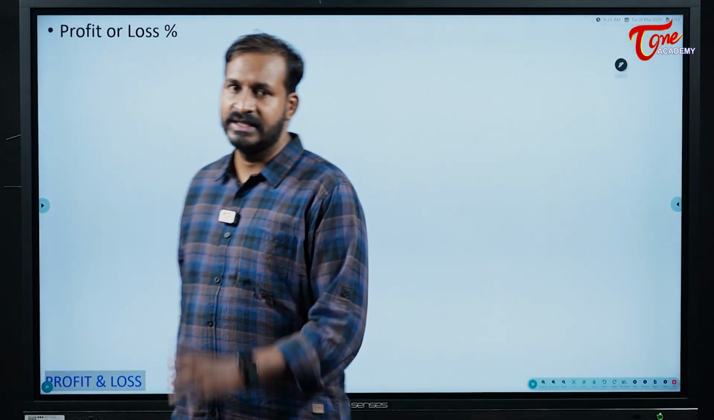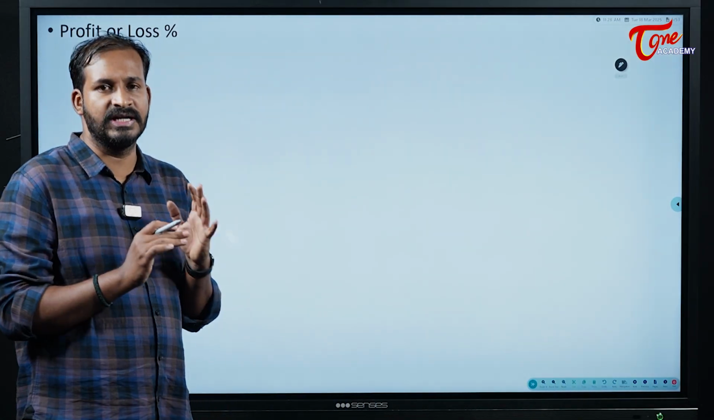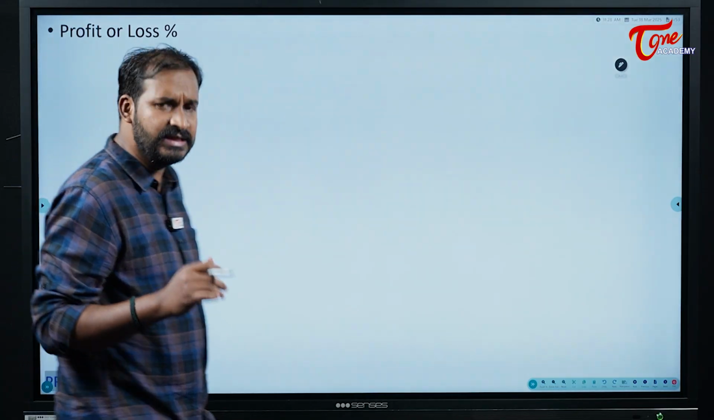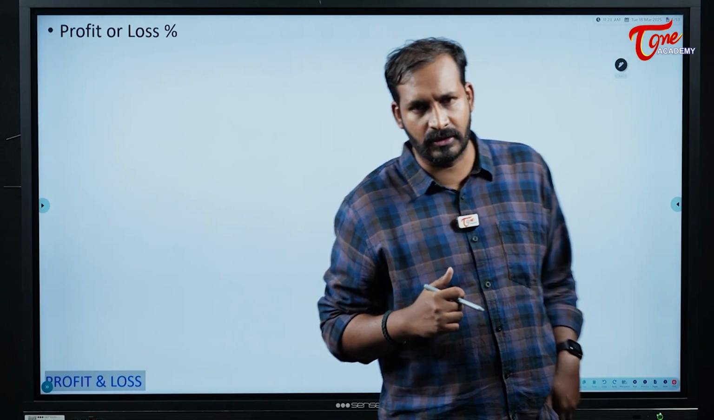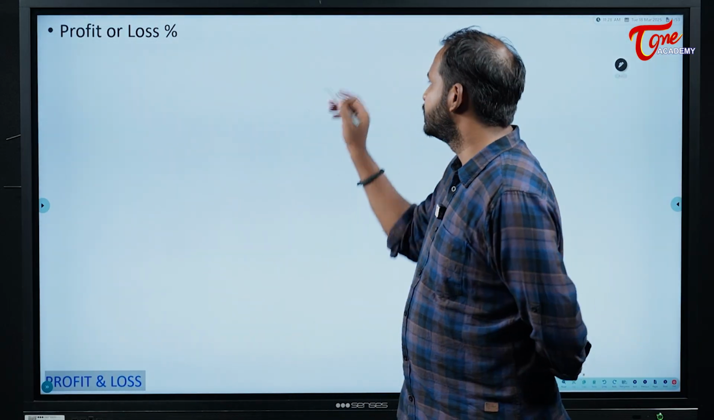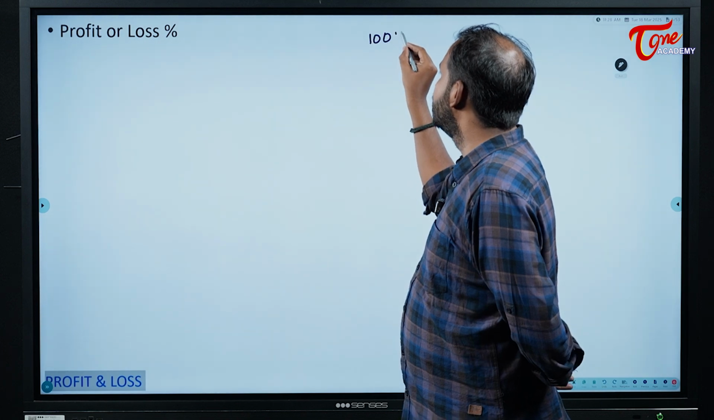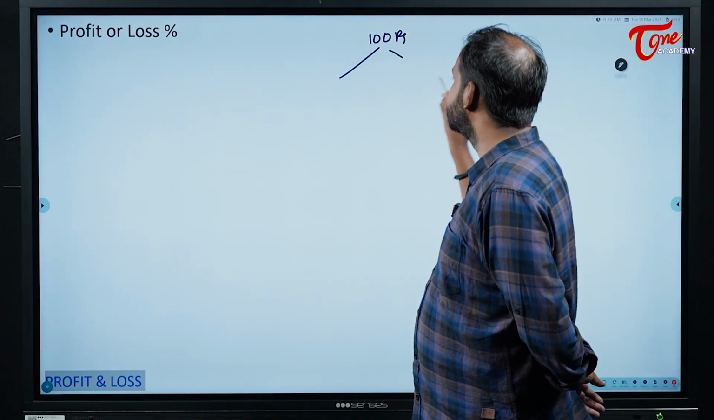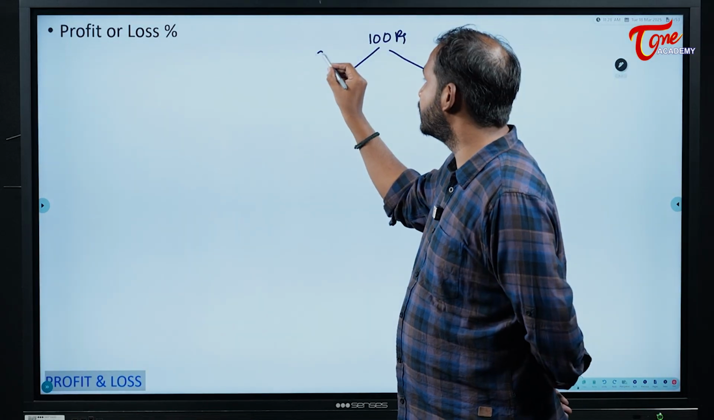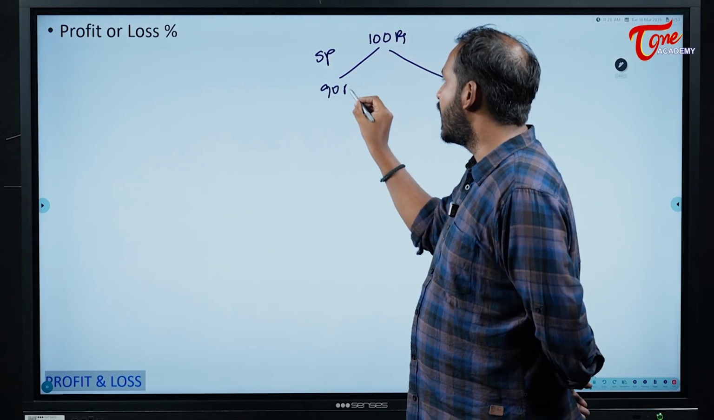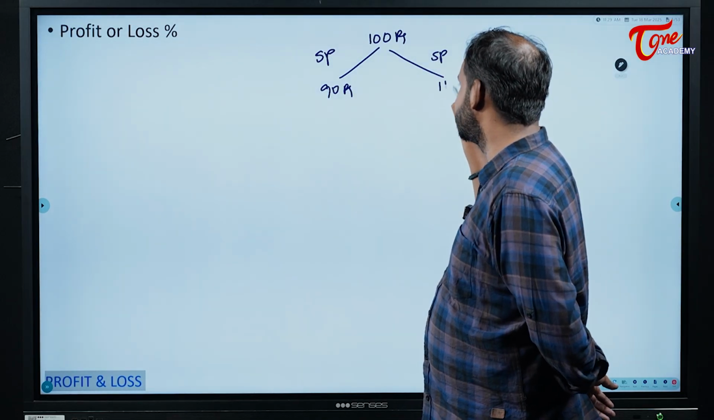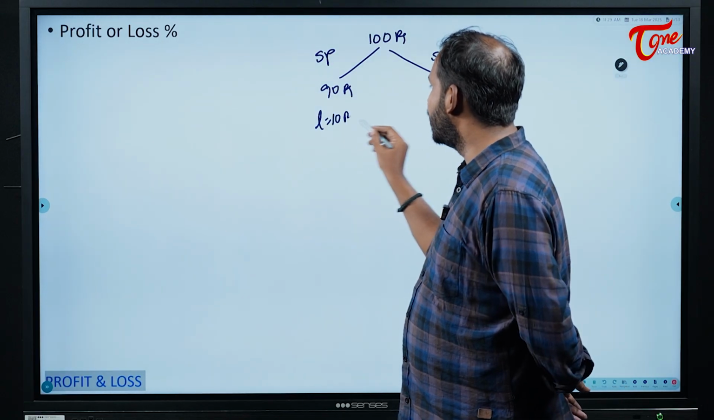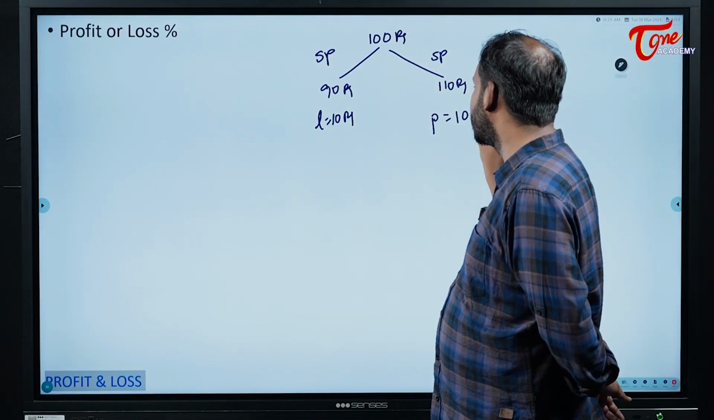Profit or loss percentage. This is very, very important, students. Why? Because you should understand how it is related to all the remaining things. Just now we have seen how to calculate the profit or loss. Right? The example which we have taken is, I have spent 100 rupees to manufacture a product. Among this, I have taken two selling prices. In one case, I sold it for 90 rupees, and in the other case, I sold it for 110 rupees. Now, very easily you told that in this case the loss is 10 rupees and in this case the profit is 10 rupees. Okay, good, superb.